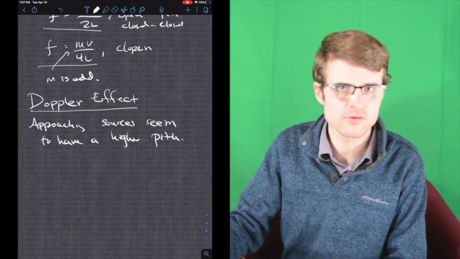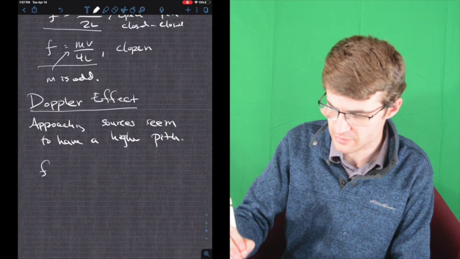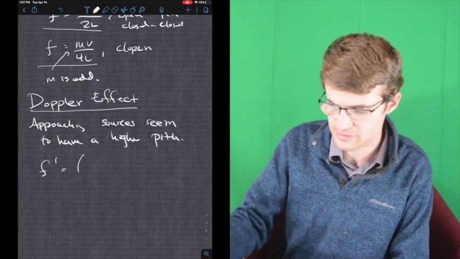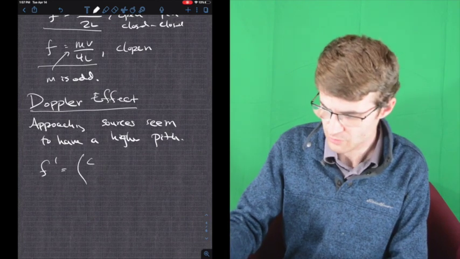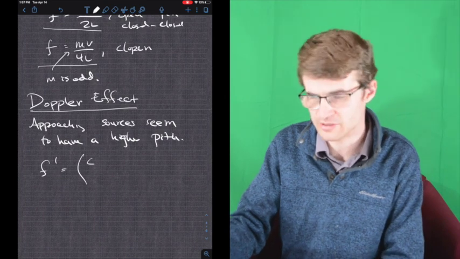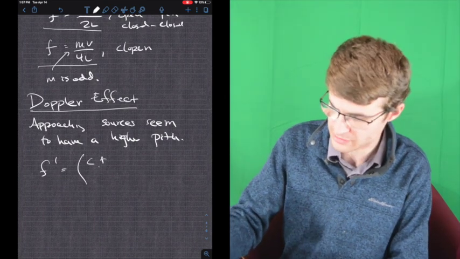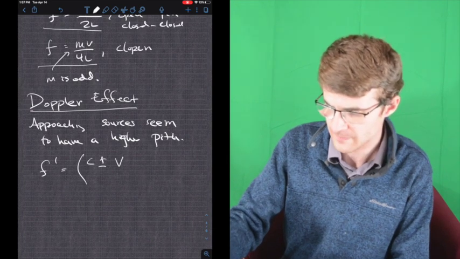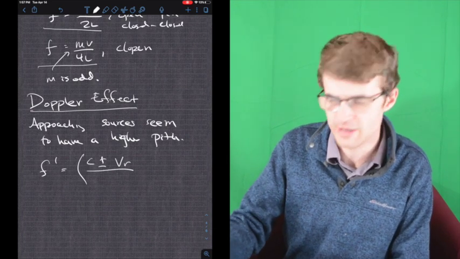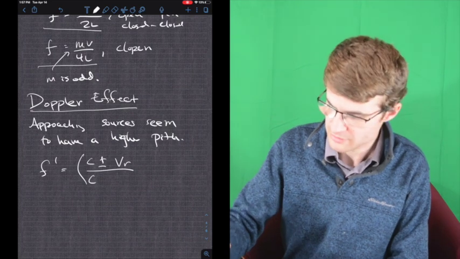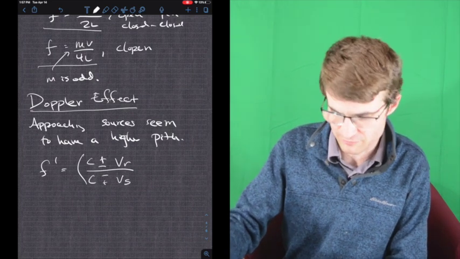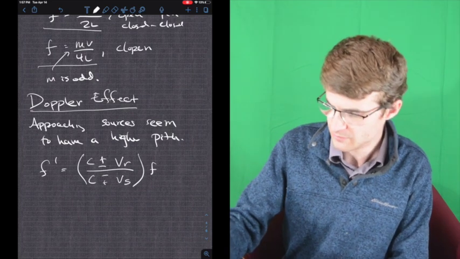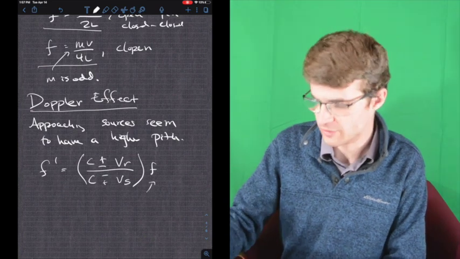So there's a formula for taking care of this, and what it is, the new frequency is equal to whatever the sound speed is, which in this class is 343 meters per second, or if you're taking a standardized test, you round that to 350 to make the math easier on yourself, plus or minus the velocity of the receiver, divided by c minus or plus the velocity of the source. We'll multiply that by the original frequency.